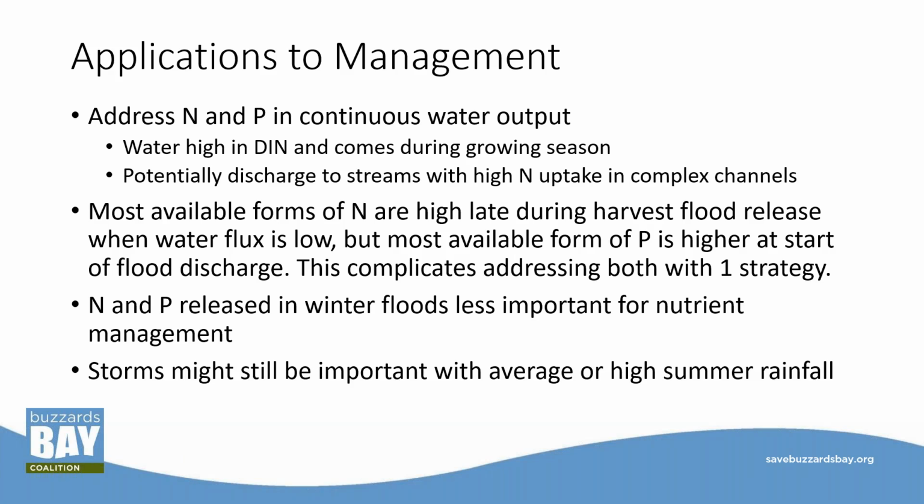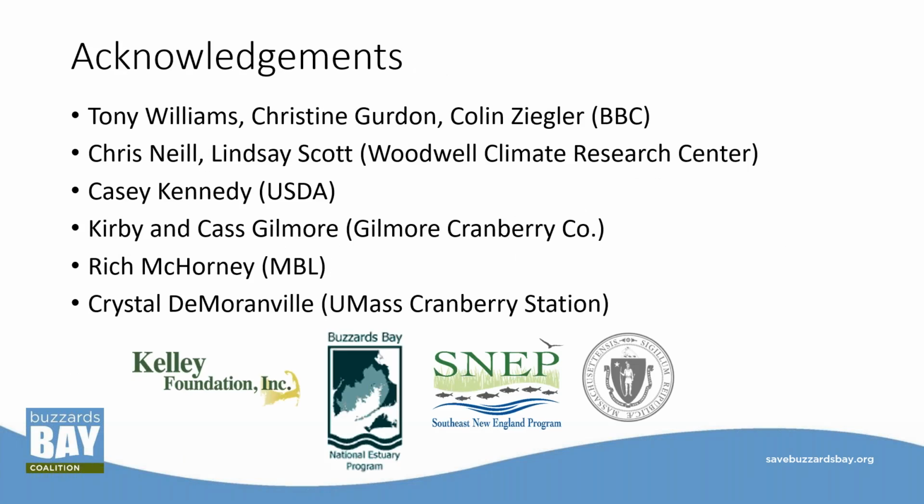So it's at the start of the flood discharge. Trying to address the nitrogen and phosphorus that comes out during a harvest flood would be difficult with one strategy. And the nitrogen and phosphorus that's released in winter floods is less important, and the storms is sort of a TBD because we were measuring during a drought year.